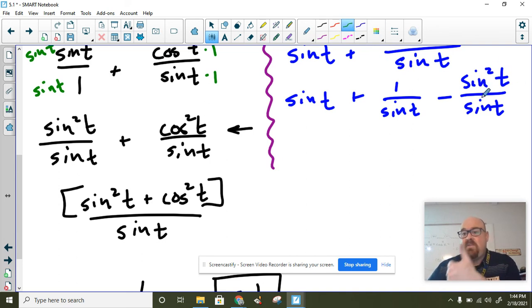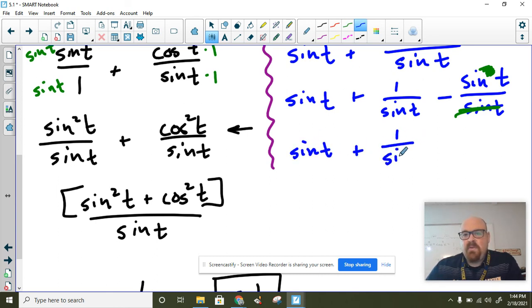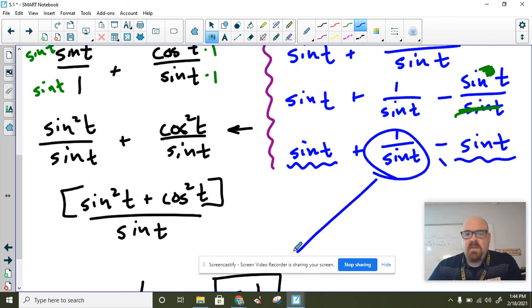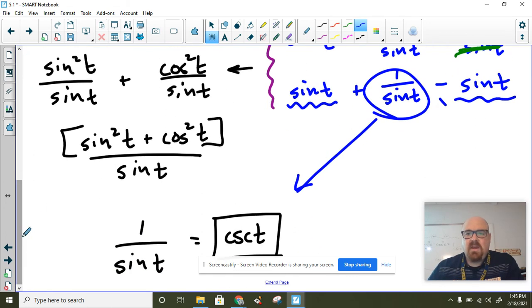Right? Here's how I show this. This is really sine t times sine t on the top. One of those can cancel with one of these down here. I do that by just crossing out the 2 here and then crossing that out. So the new statement says sine t plus 1 over sine t minus sine t. And we have these two terms, which are opposites, leaving me with the same thing that I got over here. Okay, so 2 different approaches.